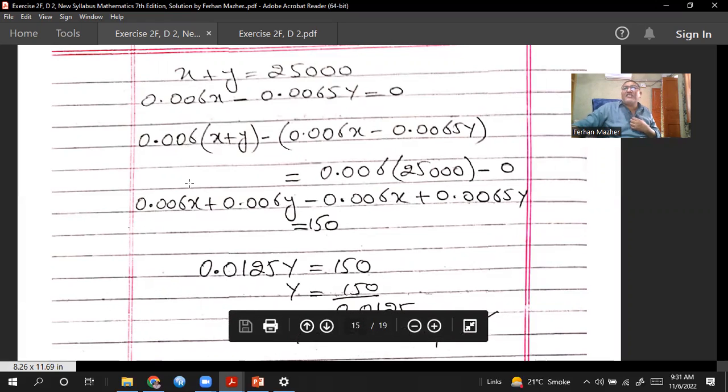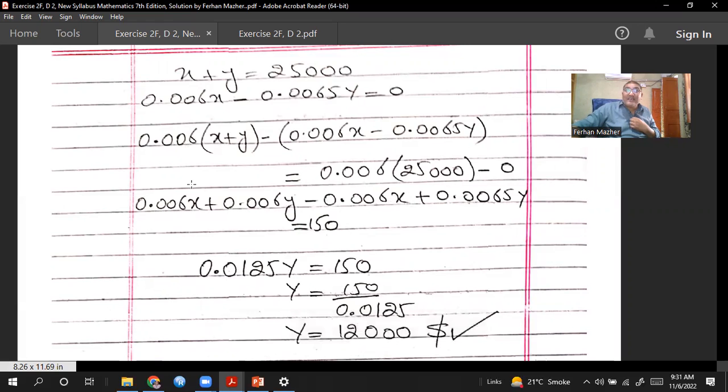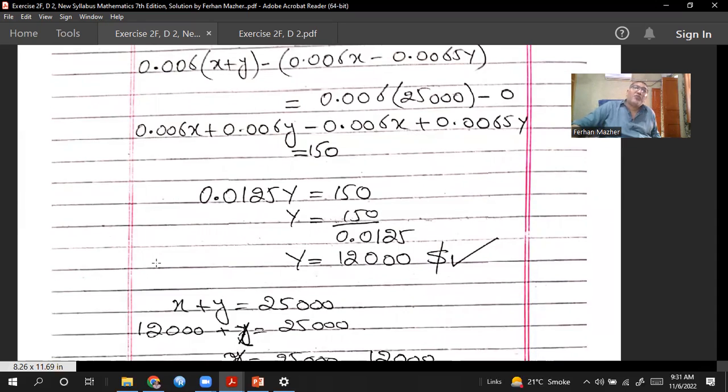0.006x minus 0.006x, they will be cancelled. So 0.006y plus 0.0065y will be 0.0125y equals 150. So y will be equal to 150 divided by 0.0125. So y will be equal to $12,000.